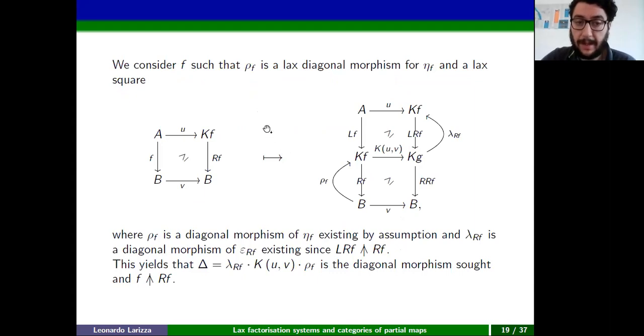Then just a consideration on why this definition is equivalent. In one sense, of course, it is trivial, since eta F and epsilon F are actually Lax squares entailed by the orthogonality relation. But on the other hand, whenever we consider F such that rho F is a Lax diagonal morphism for eta F, then we consider any other Lax square UV from F to RF. We build the factorization of this Lax square along F and RF. And now we have rho F by hypothesis. Lambda RF exists due to Lax predistributivity, and this yields the existence of a Lax diagonal morphism delta given by the composition of these three morphisms: lambda RF, KUV, rho F. And therefore, F is Laxly weakly orthogonal to its right component.